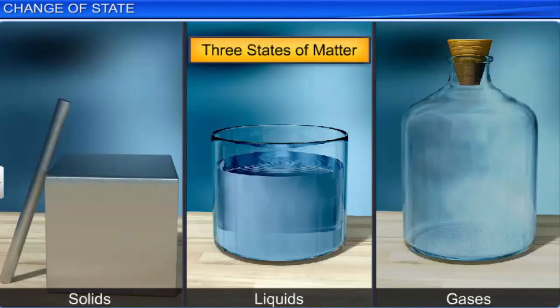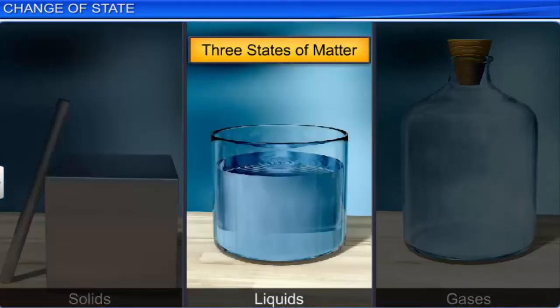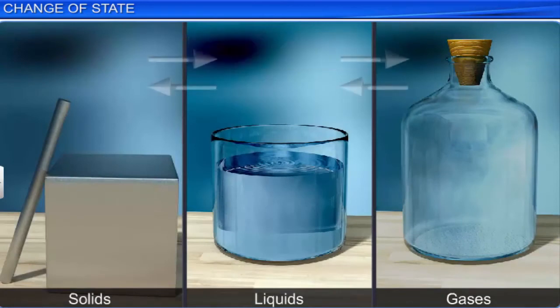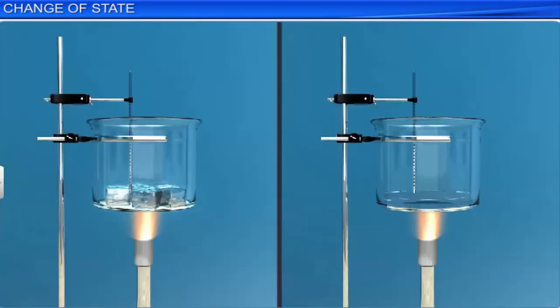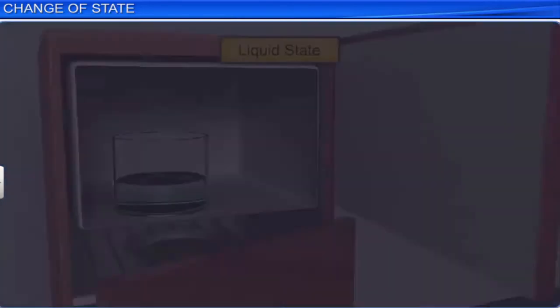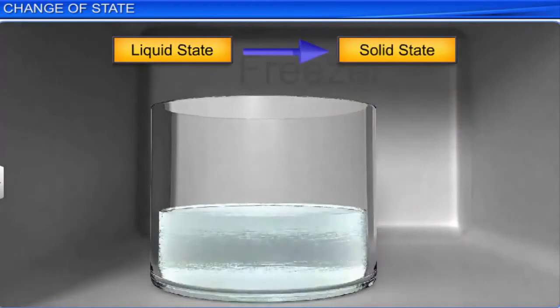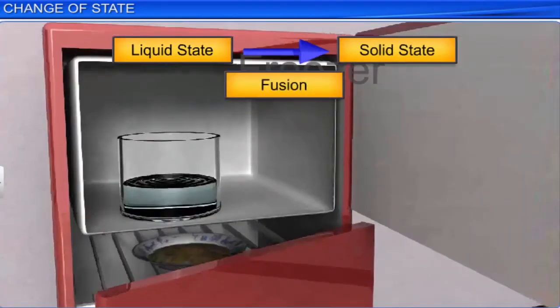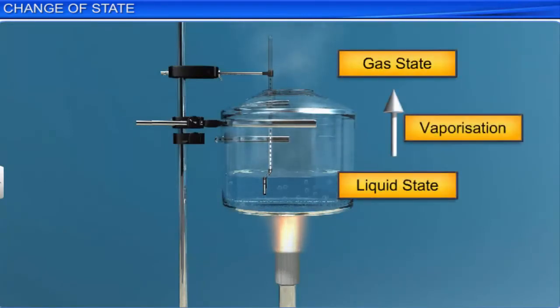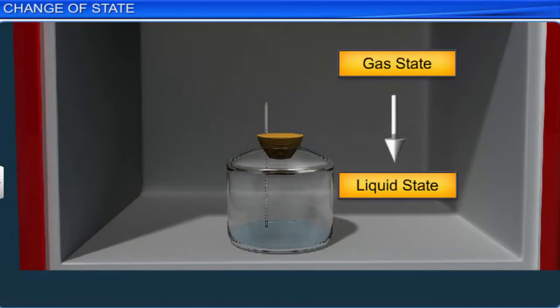Matter exists in three states: solids, liquids, and gases. The transition of matter from one state to another is called change of state. The change of state from solid to liquid is called melting, and from liquid to solid, it is called fusion. A change of state from liquid to gas is called boiling or vaporization, and from gas to liquid is called condensation.